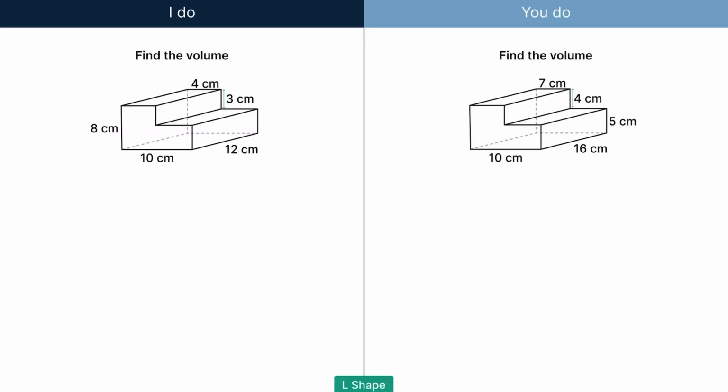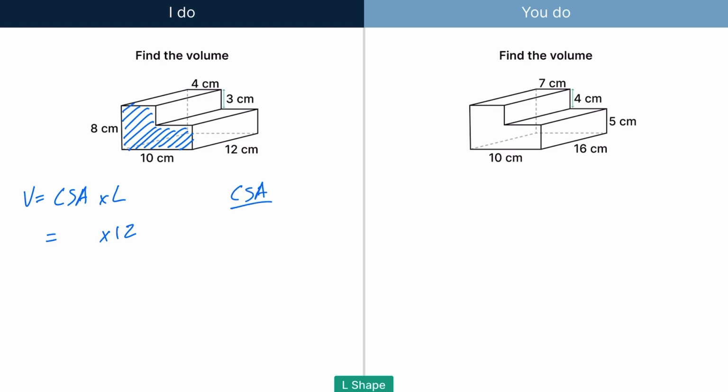And then finally looking at something a little bit more complex. So it's an L shape this time. Now with an L shape, again, the cross section is just going to be this face here. And then we're just going to multiply it by the length. So volume is cross section area times length. The length is 12 because it's just the direction we're going to move the cross section in. It's in that direction. So all I now need is the cross section area.